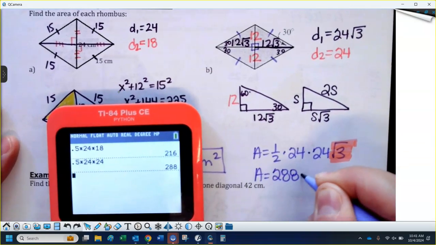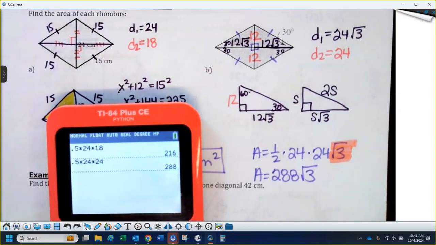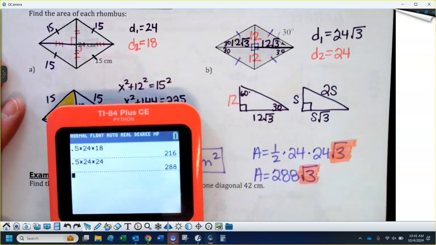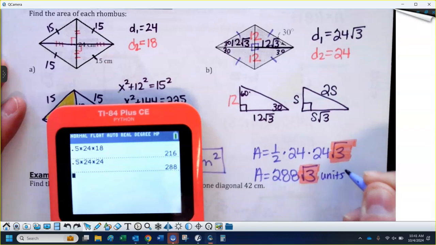So this would be 288, and then I'm just reintroducing the radical 3, because I didn't include it, but just put it back in, because you're just multiplying everything together there. And then this one, we had no label on this, so units squared.